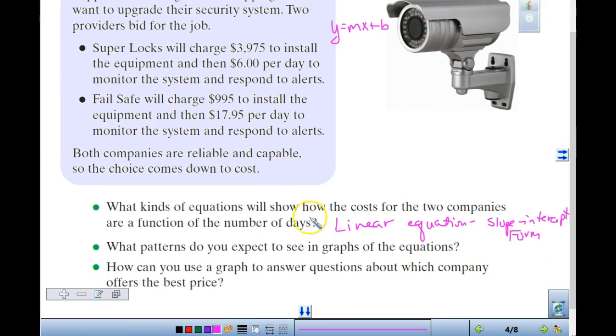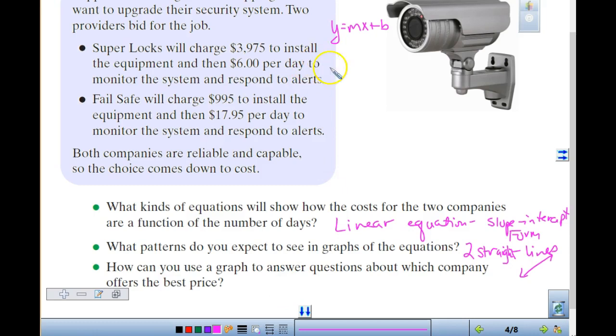The next question says, what pattern do you expect to see in the graph of the equation? As the days increase, what's going to happen? The price is going to increase, right? So if it's linear, we're going to have two straight lines. And when we look at those straight lines, what pattern should we see? They should both be going up to the right. You're writing this down. It says, how do you use the graph to answer the question of which company has the best price?